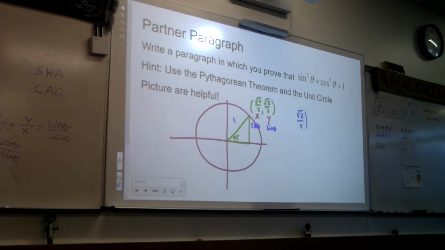of 2 over 2 squared, that's going to be the sine plus square root of 2 over 2 squared. Is that equal to 1 squared? And when you squared that, you got this to be, what did that become? 2/4 plus 2/4, is that equal to 1? And sure enough, it is. Awesome. So, good job, Peyton.